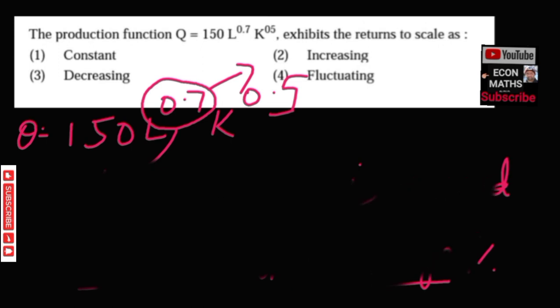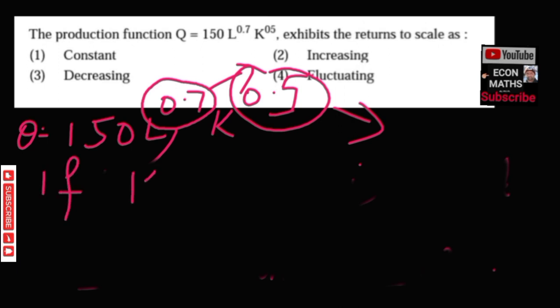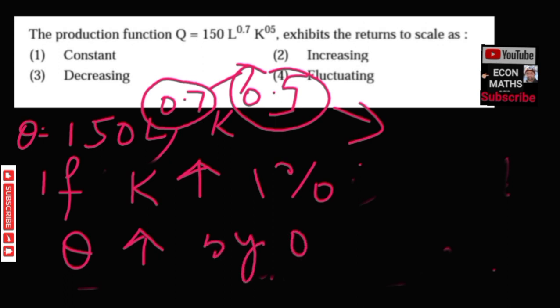Similarly, this 0.5 is the output elasticity of capital, that is, if capital is increased by 1%, output will increase by 0.5%, approximately it will increase by 0.5%.